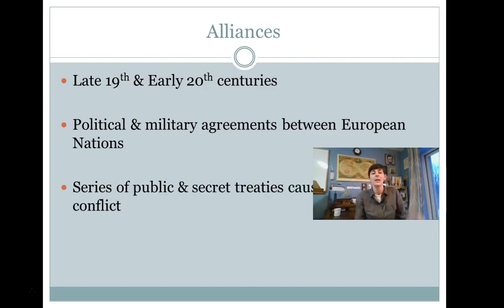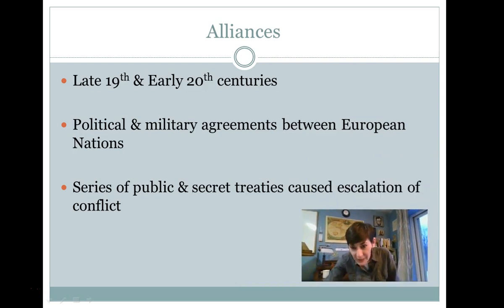We'll get to that. So, let me move my little box. So these series of public and secret treaties caused massive escalations, or increase, in these conflicts, okay?